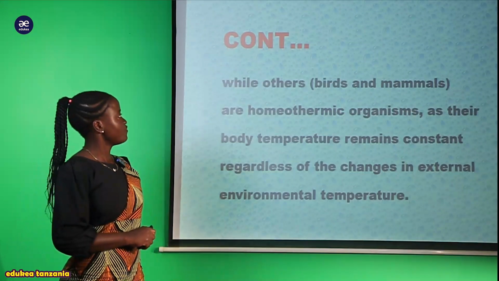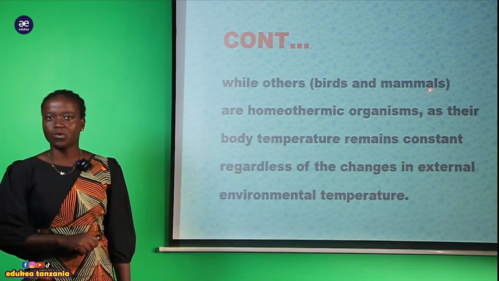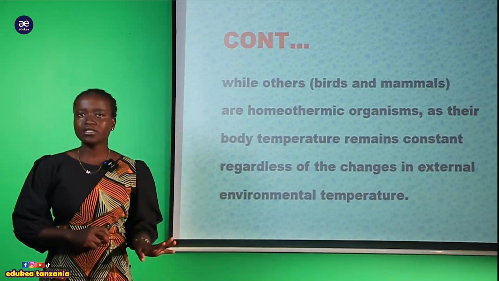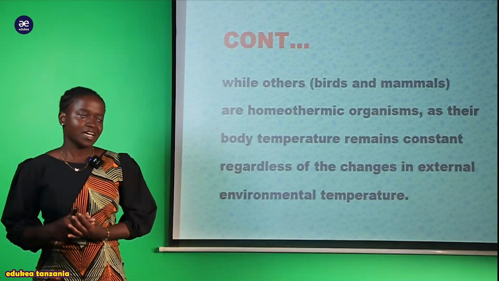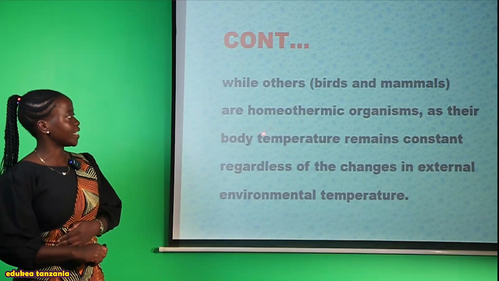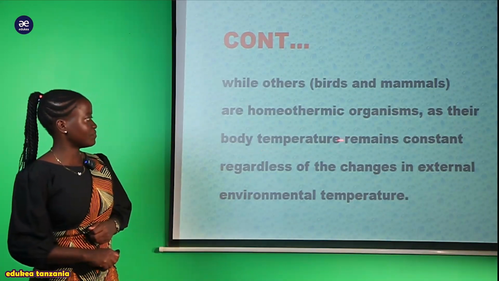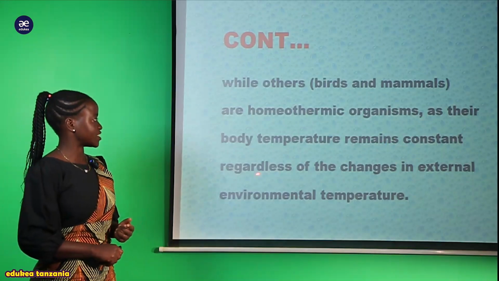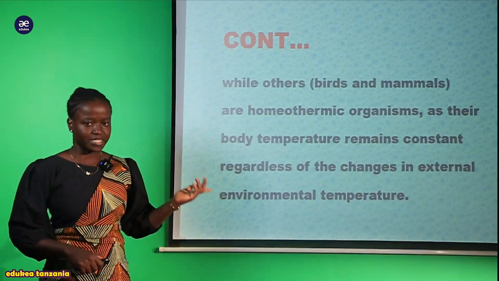But we have also other organisms. For example, we have birds and the mammals. Ndege wote na mammalian wote. Hapa sasa tutamkuta human being. So our birds together with the mammals, hao ndio tunawaita homoiothermic organisms, as their body temperature remains constant regardless of the changes in the external environment temperature.